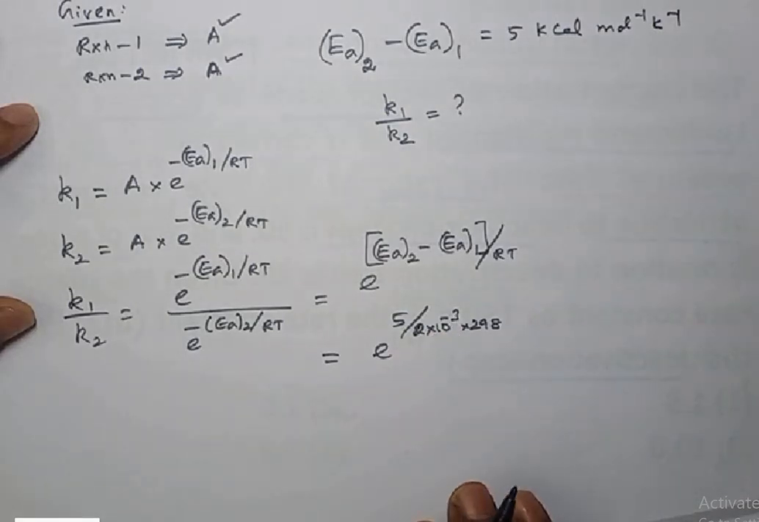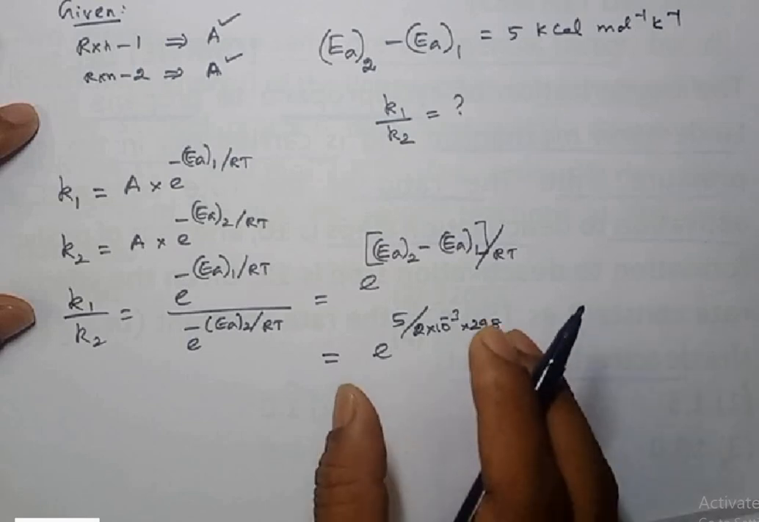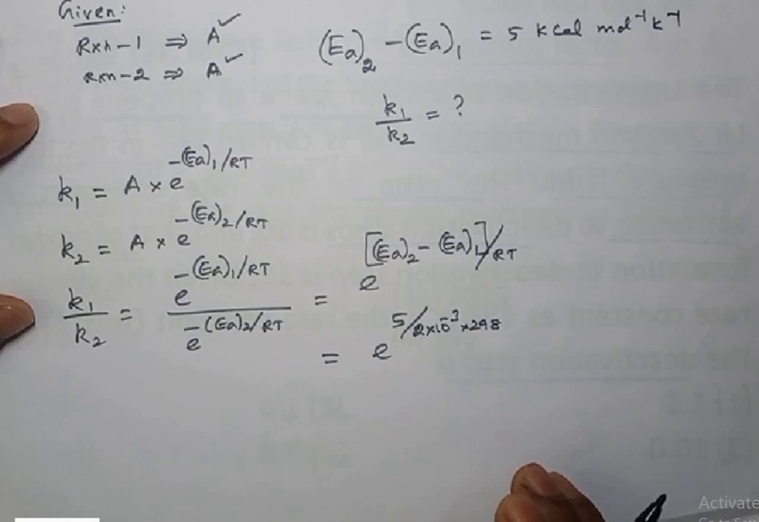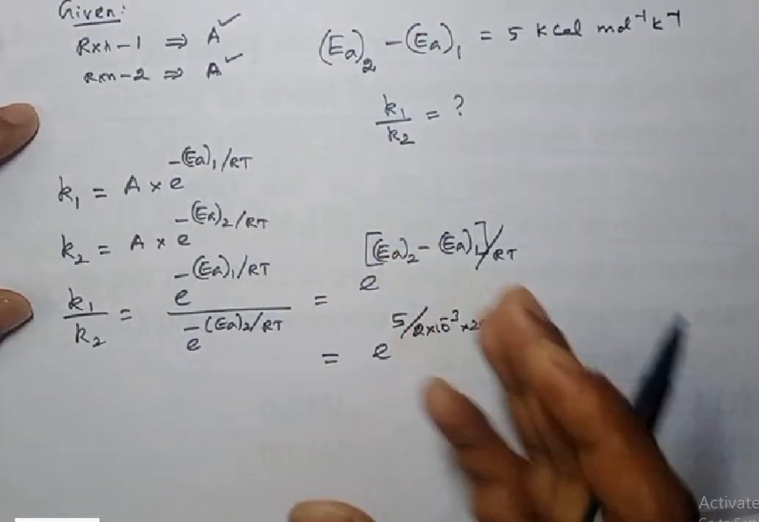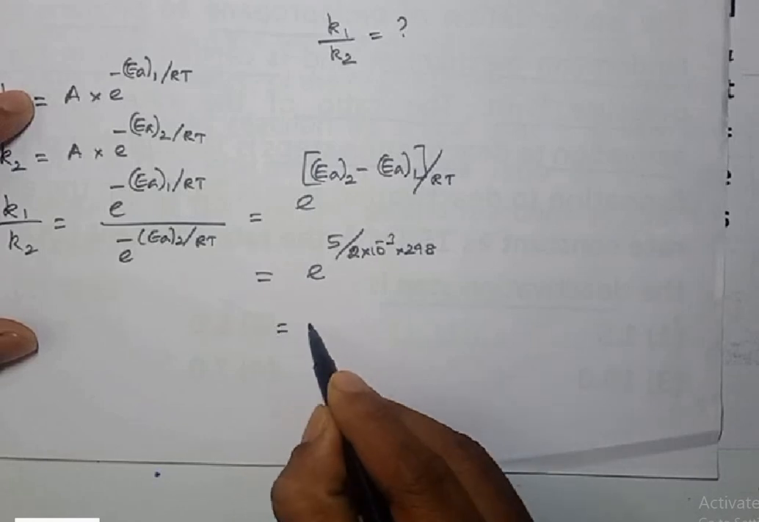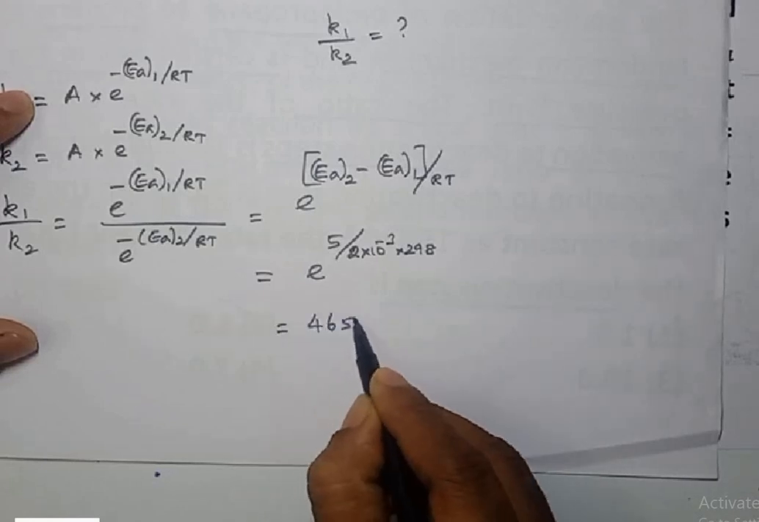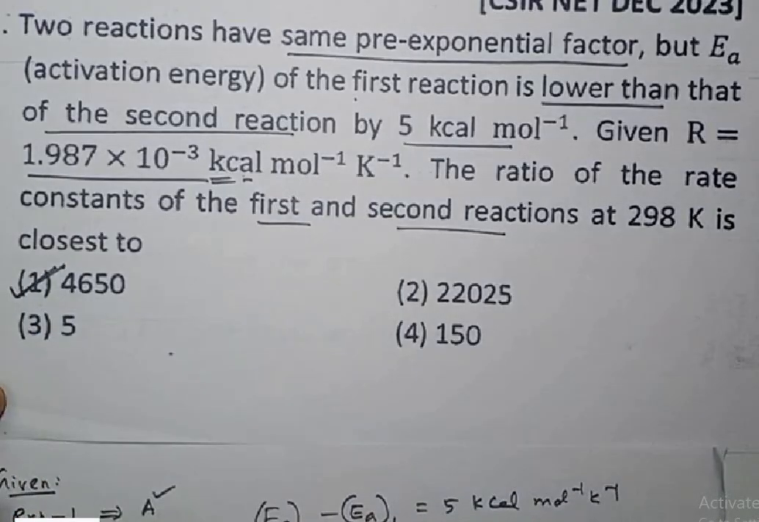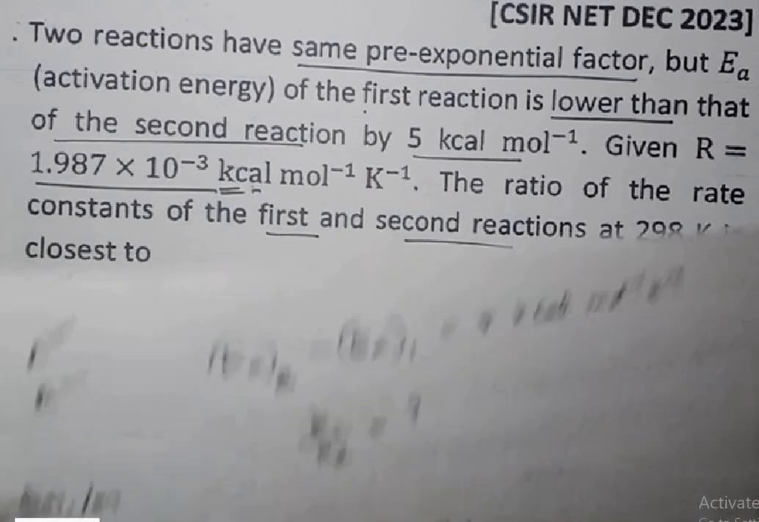But listen, you need not do this by hand, because in the computer-based examination a calculator is available, so you can use the calculator. I'll give you the final answer directly. You will get the answer as 4640. So the correct option for this question is option A. This is the option, and this is the method.